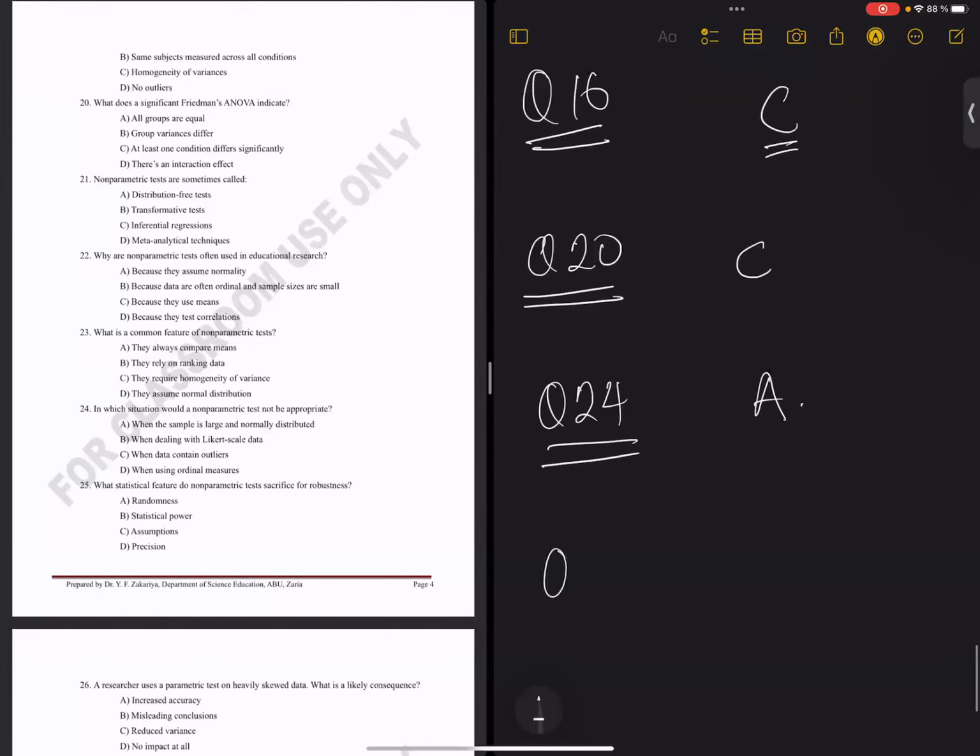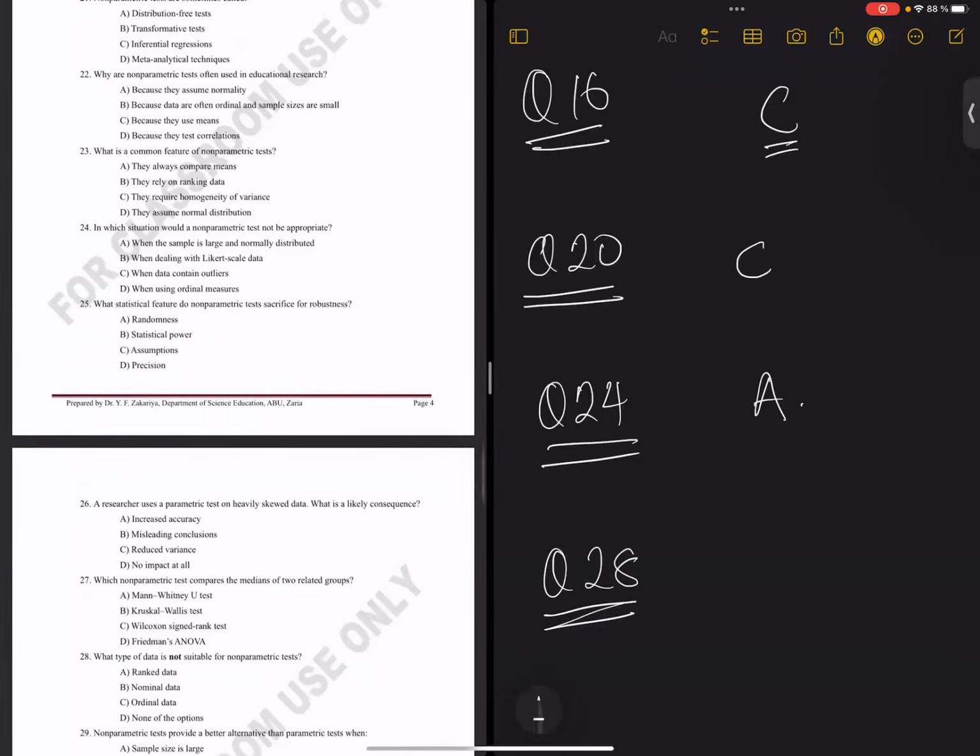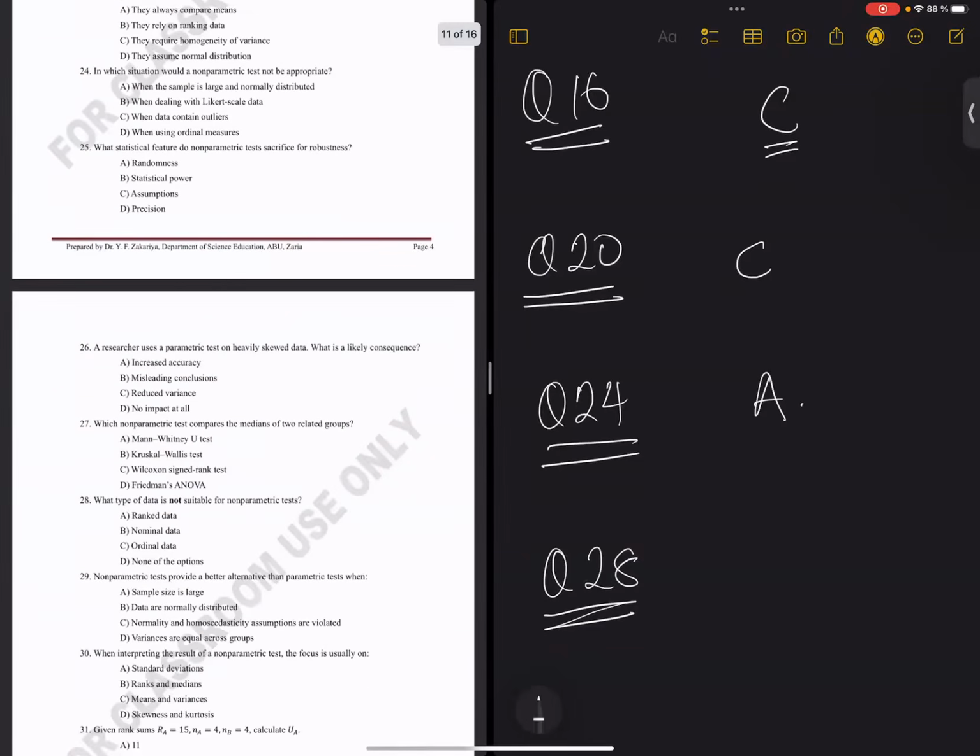The next question, question 28. It says, which type of data is not suitable for non-parametric tests? It's also similar to 24. A, rank data. B, nominal data. C, ordinal data. D, none of the above, none of the options.